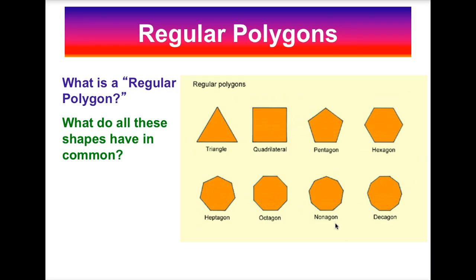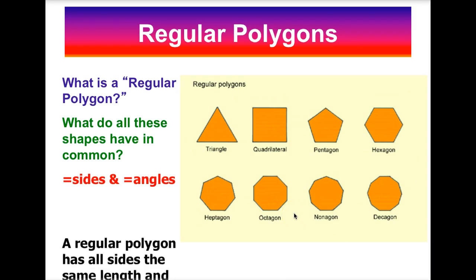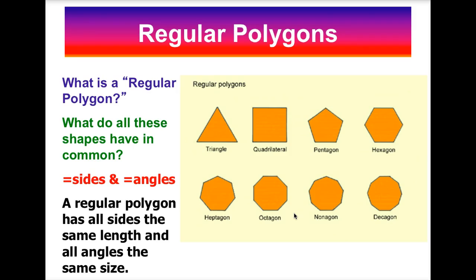What is a regular polygon? Examine these shapes. These are all regular polygons. What do all these shapes have in common? Well, if you said they all have equal sides and equal angles, you would be correct. A regular polygon has all sides the same length and all angles the same size. So in this triangle, for example, each one of these side lengths may be 3 centimeters, and each one of these angles has to be 60 degrees, as there's only 180 degrees in a triangle.